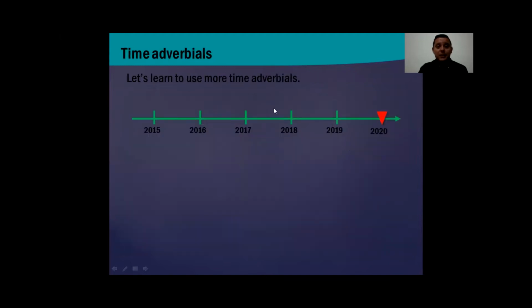So look at this timetable. Now we are in 2020. 2018 means 2 years ago. So look at this little boy. He says 2 years ago he was fat. But this year he is thin. So this year we use he is thin, but 2 years ago he was fat.